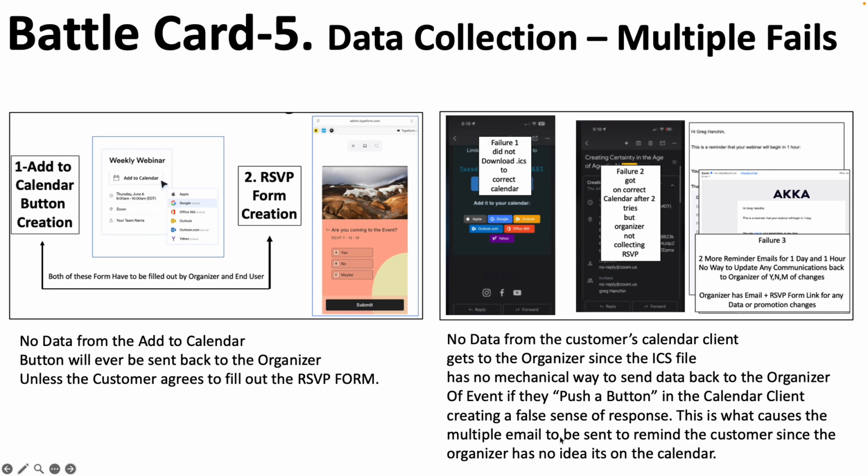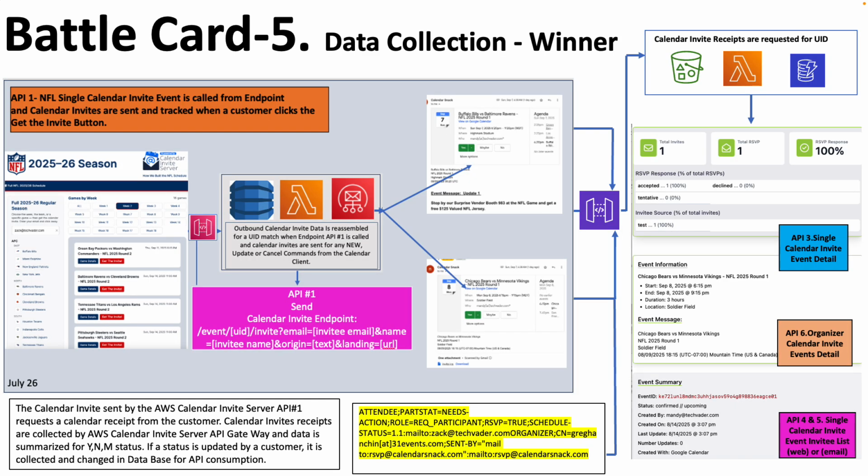This is what causes the multiple emails to be sent to remind the customer, since the customer has no idea it's on the calendar, and the organizer is wondering what's going on. So hence the circular reference is sending out email reminders. So the winner here is us.